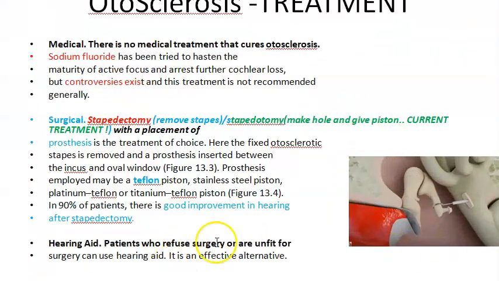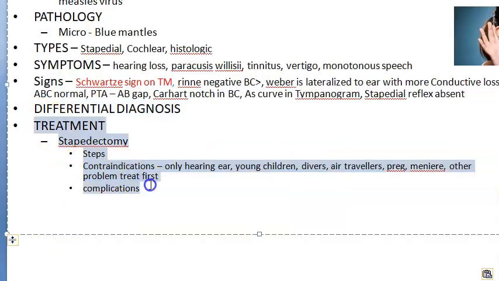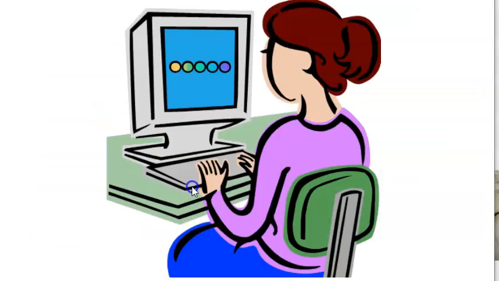Guys, we are moving on to treatment. Is it fine? So this is the last part of the otosclerosis video, treatment. In treatment, medically you can give sodium fluoride that will try to hasten the maturity of the active focus. That sounds actually scary, right? Hasten the maturity of active focus. But anyways, this will arrest further cochlear loss. But this is controversial, looks like. What are they giving, guys? Sodium what? Fluoride. Remember, fluoride.